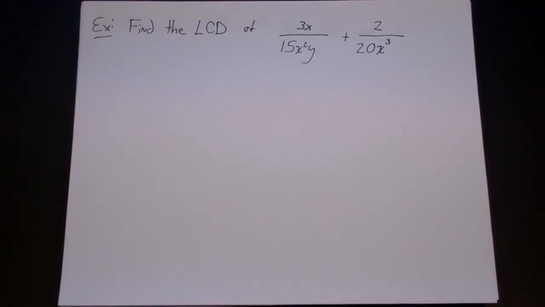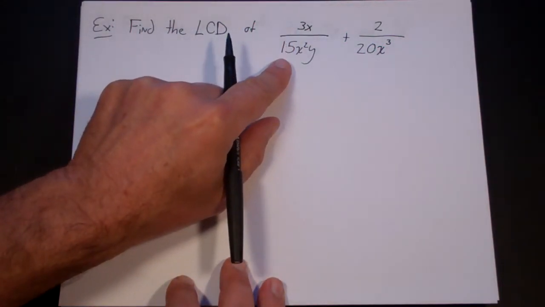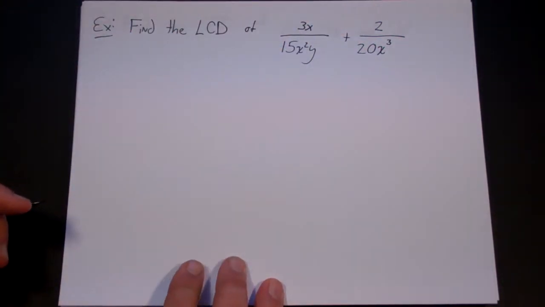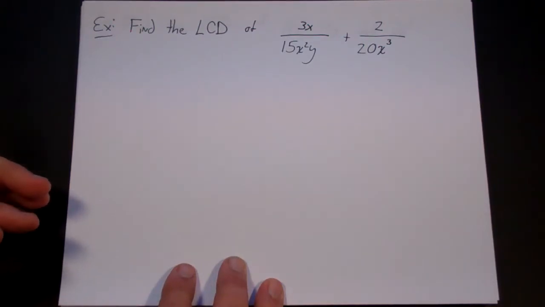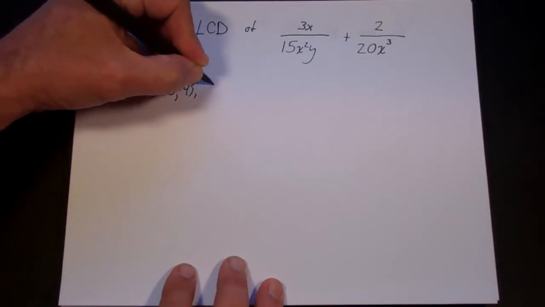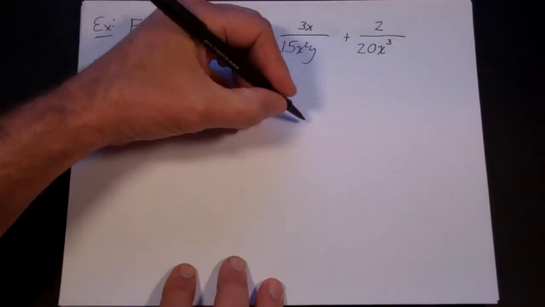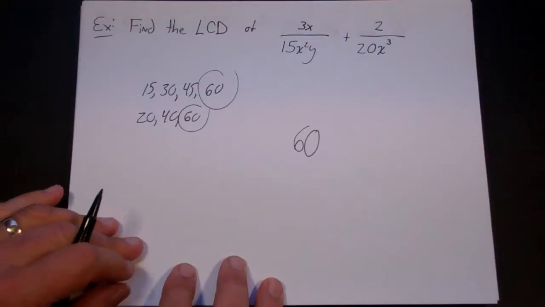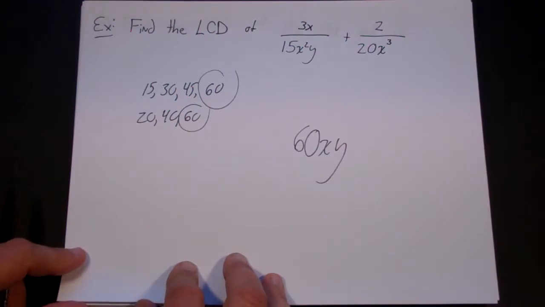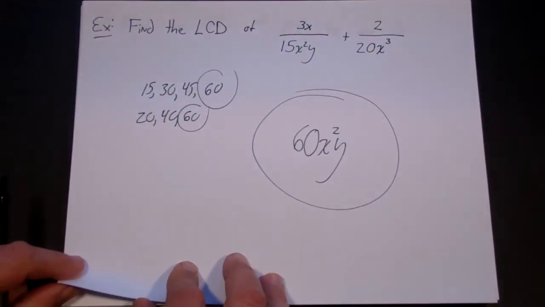A slightly more difficult problem, actually this is the same problem. Find the least common denominator of 3x, 15x squared, plus 2, 20x to the third. First you find the LCD of 15 and 20. I think that's going to be, let's see, 15, 30, 45, 60. I think it's going to be 60. 20, 40, 60. Yes, the least common denominator is going to be 60. What variables show up? There's an x, and then there's a y. What's the largest power of x? In this case, it's x squared, and y, just plain y. And that's your LCD right there.